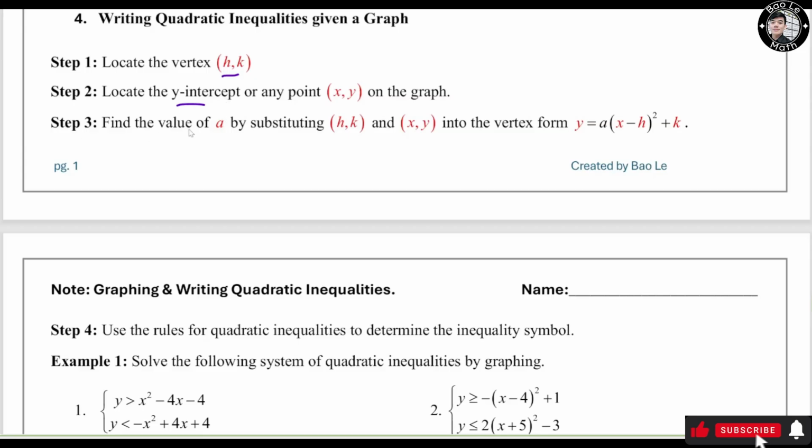Step number 3, find the value of a by substituting the ordered pair of the vertex and the ordered pair x and y into the vertex form right here to solve for a. Step number 4, use the rules for quadratic inequalities to determine the inequality symbol.